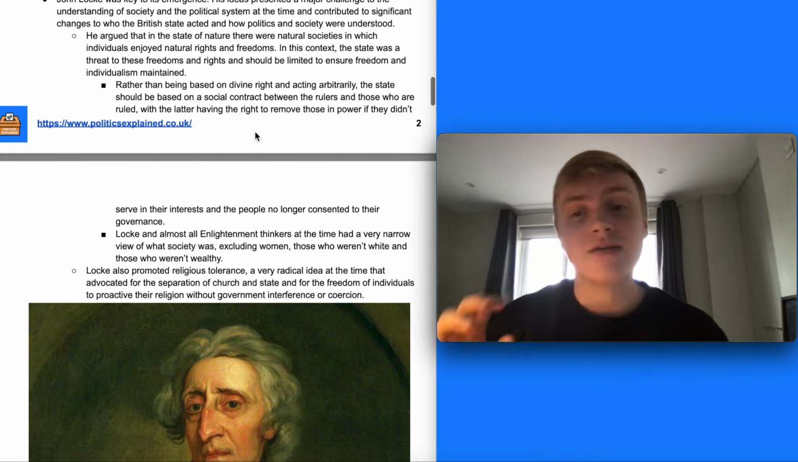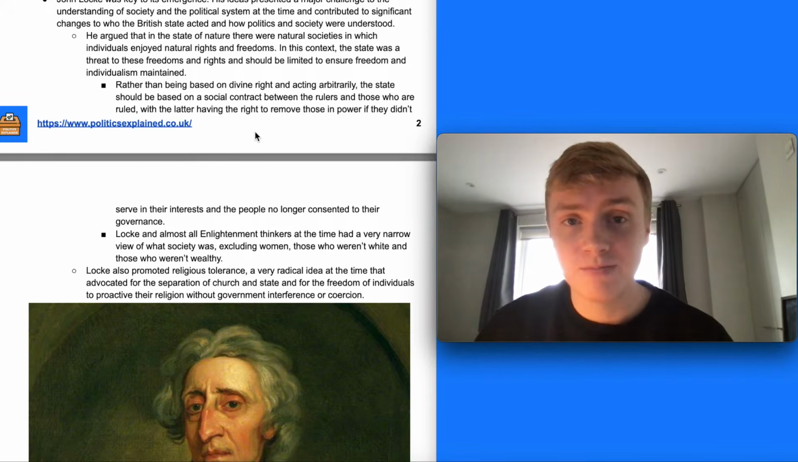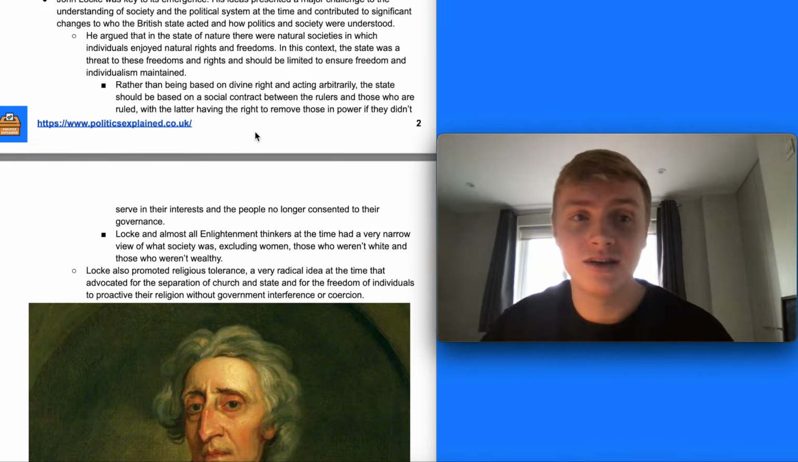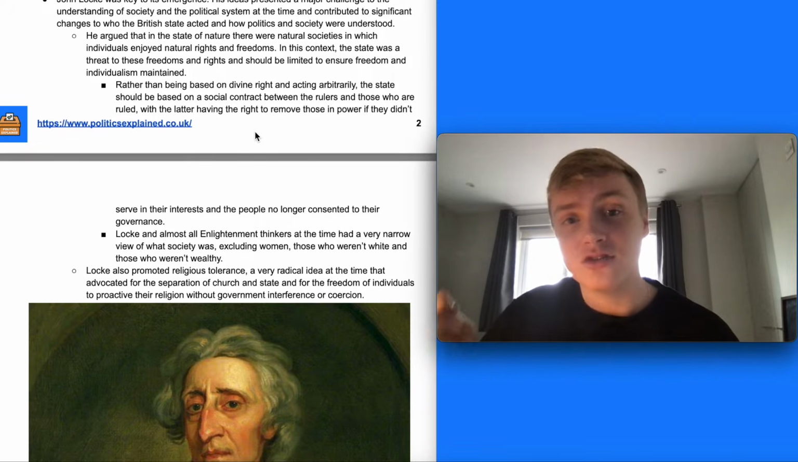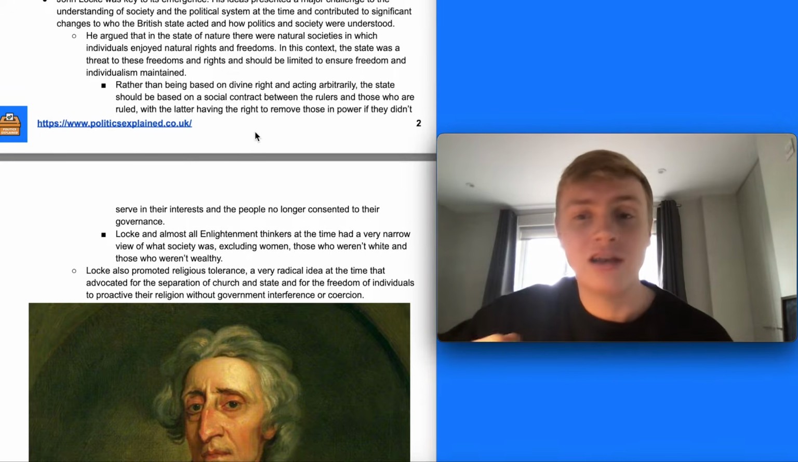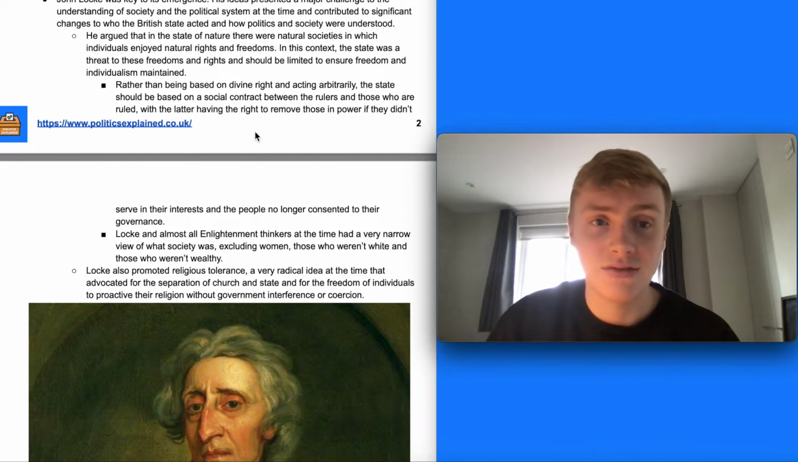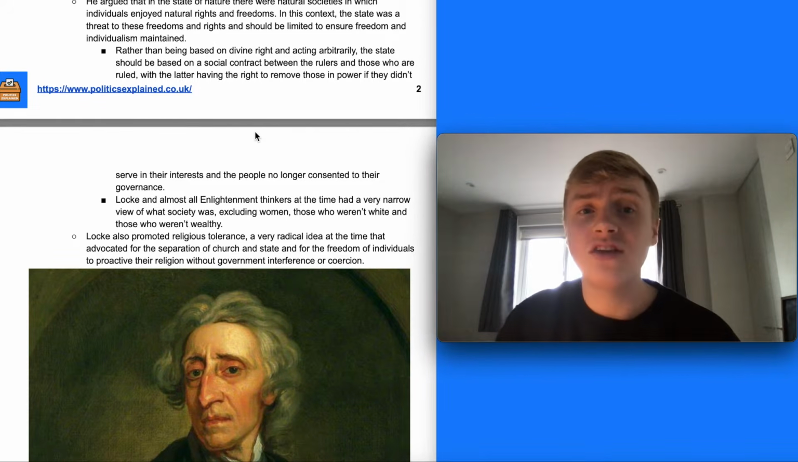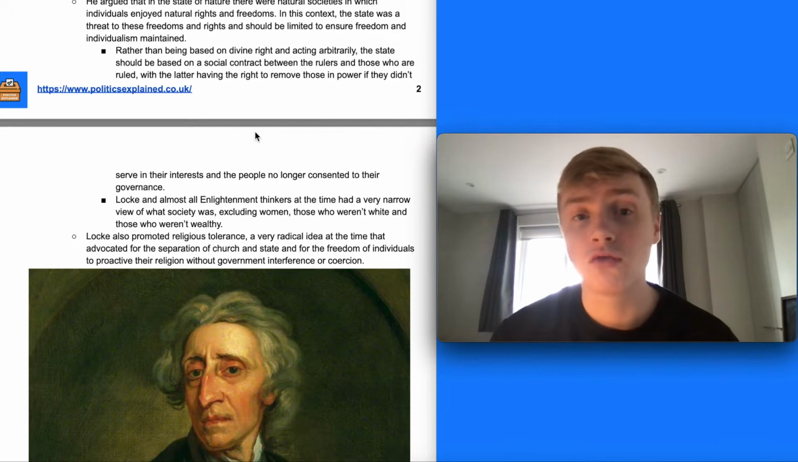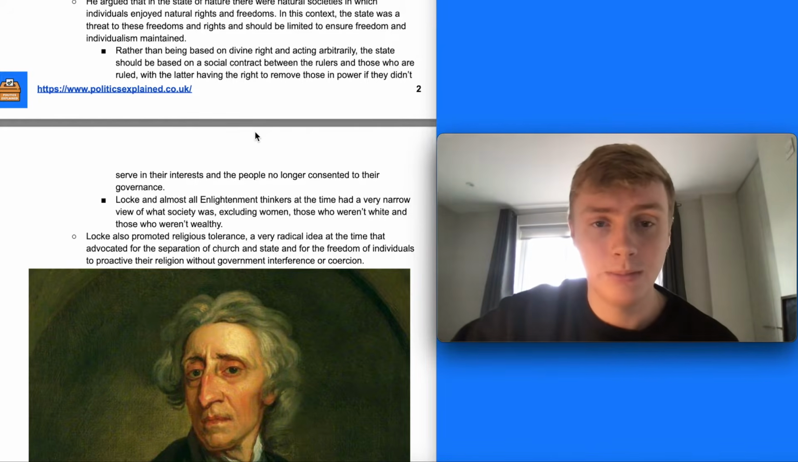He argued that in the state of nature, so prior to a state, there were natural societies in which individuals enjoyed natural rights and freedoms. In this context, this shapes their view of the state, in which the state is presented as a threat to these freedoms and rights, and should therefore be limited to ensure freedom and individualism are maintained. So there's a real emphasis, and you see this throughout liberalism, on the promotion of freedom and individualism as central to their ideology and their beliefs. So rather than being based on divine right, the state should be based on a social contract between the rulers and the ruled, with the latter having the right to remove those in power if they don't serve their interests and they no longer consent to them being in power.